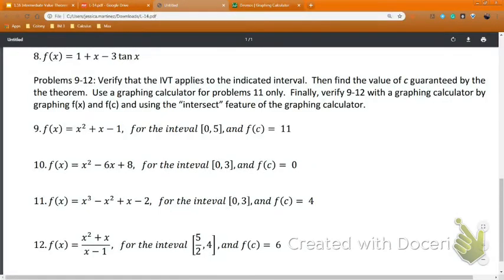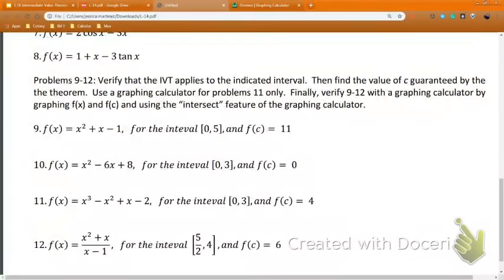Number 9 says, verify that the intermediate value theorem applies to the indicated interval. So they're not telling us it's guaranteed this time. We have to verify that it does apply. Then find the value of C that's guaranteed by the theorem. Use a graphing calculator for problem 11 only. And then verify numbers 9 through 12 with a graphing calculator by graphing f of x and f of c and using the intersect feature of the graphing calculator. Okay, we'll talk about that.